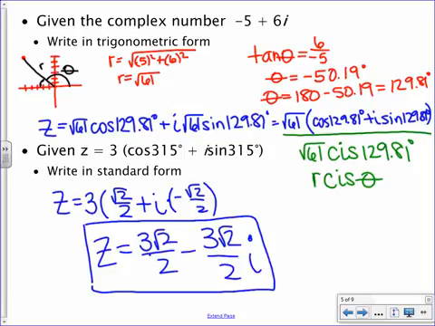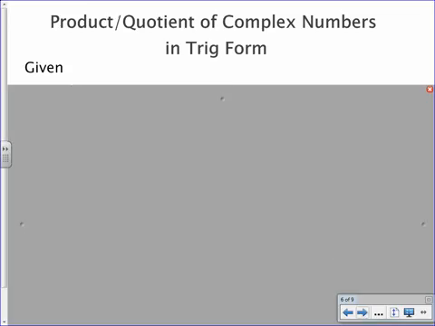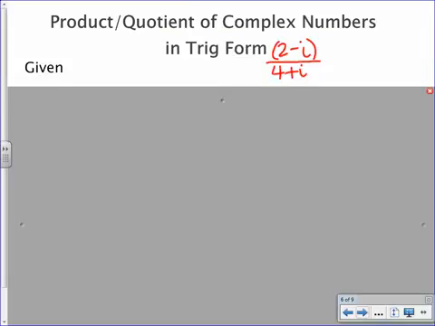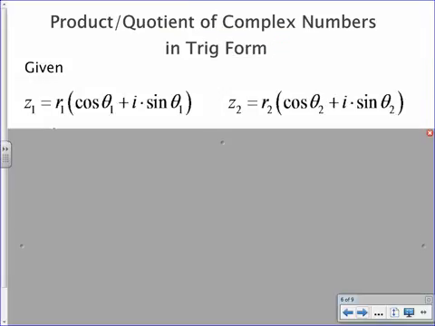Okay. Now, when we had complex numbers, let's say you had 2 minus i, and you had to multiply it by 4 plus i. What would you have to do? Well, not yet. You'd have to FOIL, right? What about if you had to divide them? You'd have to multiply by the conjugate of the denominator, and then FOIL your numerator and denominator, and then simplify, blah, blah, blah. Okay? Sometimes kind of a pain in the rear, right? Well, if your numbers are in trig form, multiplication and division are quite nice.